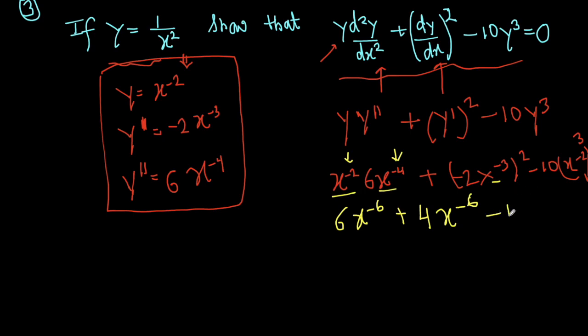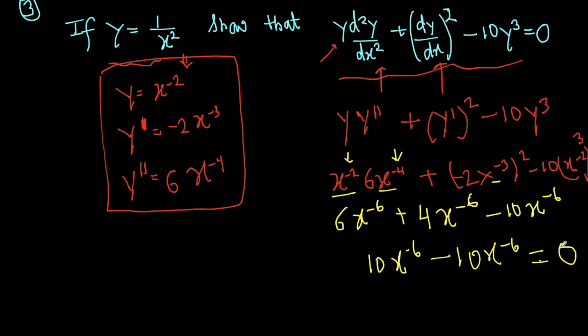Now minus 10 x to the power minus 2 power 3, again the power will be getting multiplied here, so x to the power minus 6, and if you add them you'll get x to the power minus 6 minus x to the power minus 6, which is equal to 0, and that's what we have to prove.